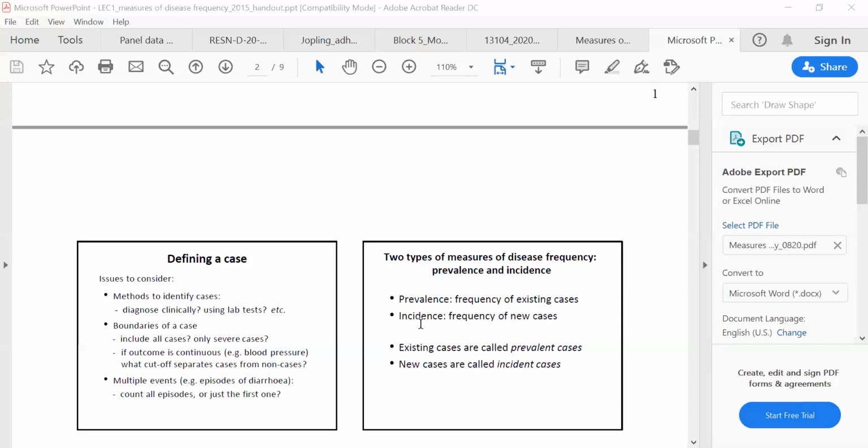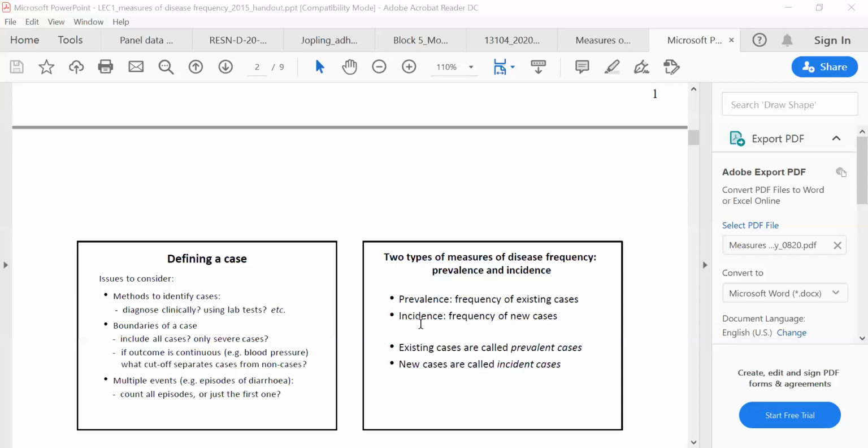So if there are 10 things, the frequency is 10. It means you've counted 10 things. So frequency just means the number. So prevalence is the frequency of existing cases. Then incidence is the frequency of new cases.